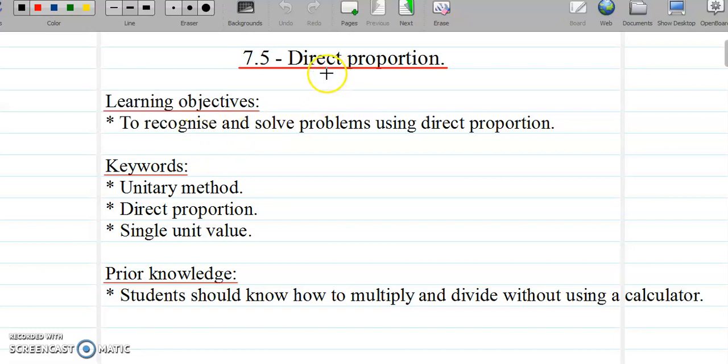Now, today's topic we have to discuss is direct proportion, and the learning objective is to recognize and solve problems using direct proportion, and these are the keywords we have there. But before we embark on this, students should know how to multiply and divide without using a calculator.